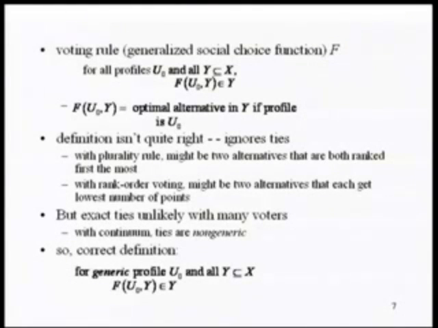Is generic specific to the F? So for each F, there's a measure zero set. Yes, it doesn't have to be the same. And it won't be the same.